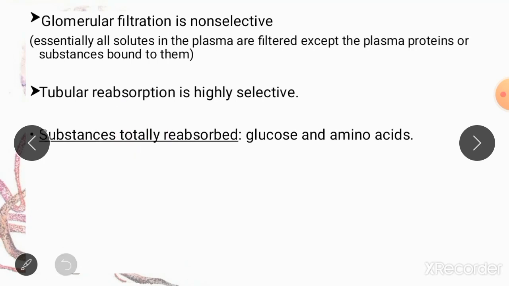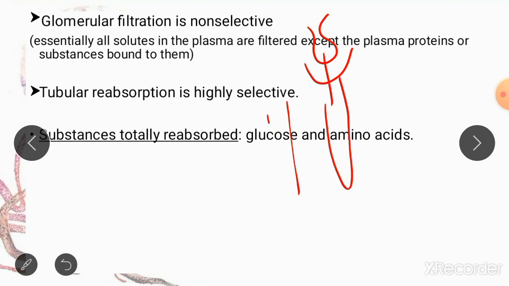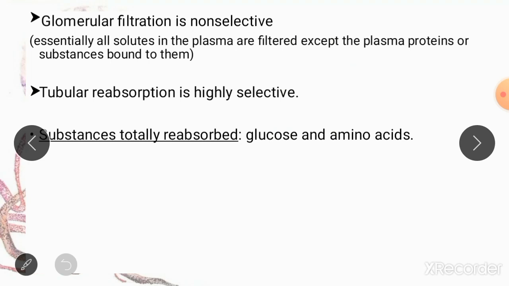So let's move on. Substances that are totally reabsorbed after being filtered in the glomerular capillaries are glucose and amino acids. In a normal healthy person, all of the glucose and amino acids filtered by the glomerulus are reabsorbed into the peritubular capillaries. So none of the amino acids and glucose will appear in the urine in a healthy person. All 100% of amino acids and glucose is reabsorbed.